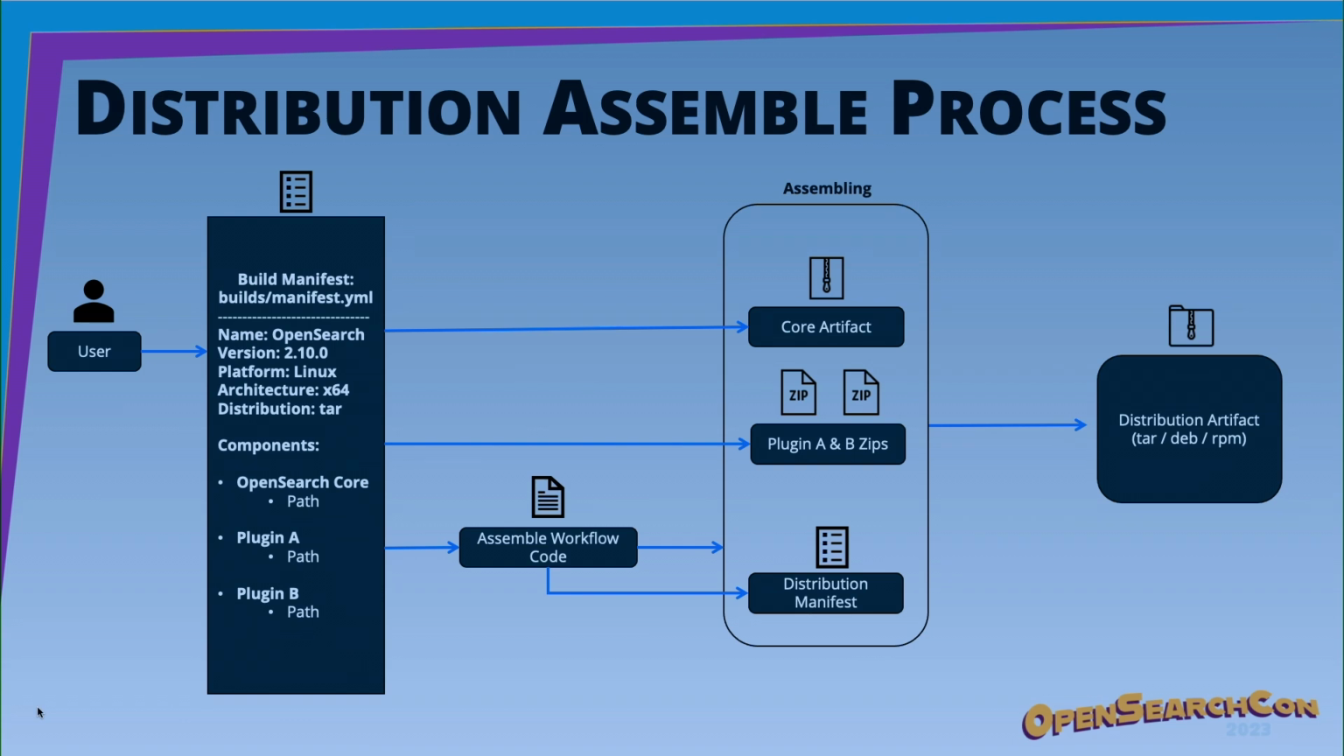So if it's a tarball, it will just run tar cvf and create the tarball. If it's Debian, it will run debmake. If it's RPM, it will run rpmbuild, and zip will run zip, and so on. And there it is, your distribution bundle artifact that we're going to put onto the OpenSearch.org website for you to download.